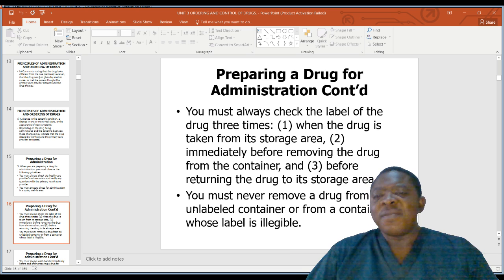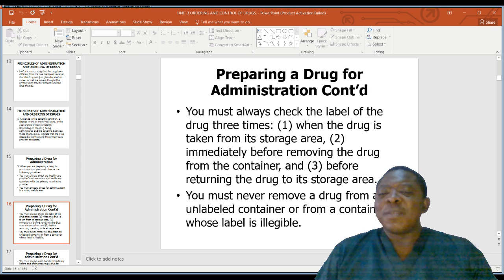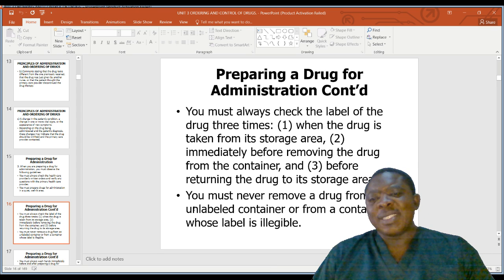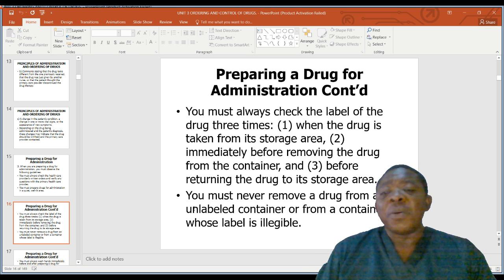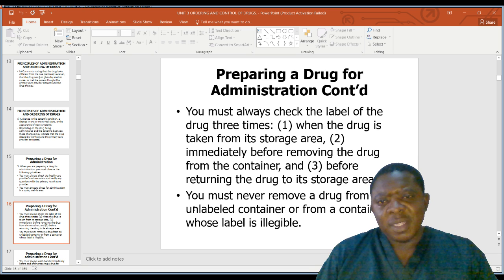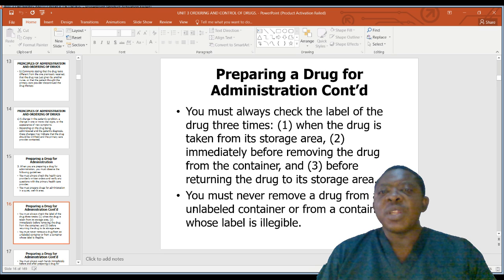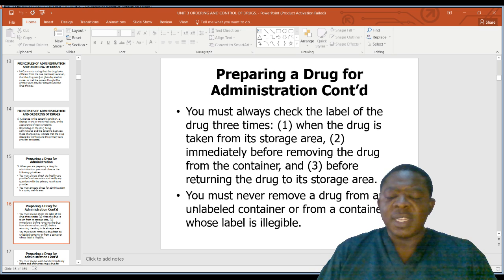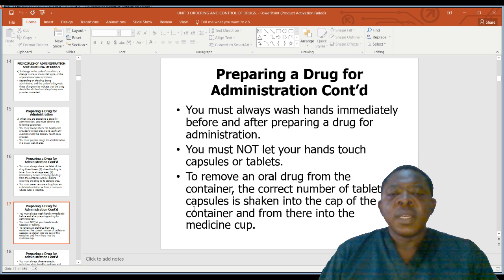So you must never remove a drug from an unlabeled container. If it is not labeled, in pharmacology we are saying it has to be discarded. If it is illegible, then it has to be discarded because we will not know, by assuming. So we encourage the use of proper, good handwriting so that others can read. But in the medical fraternity, you find that a lot of handwriting is not easy to read.